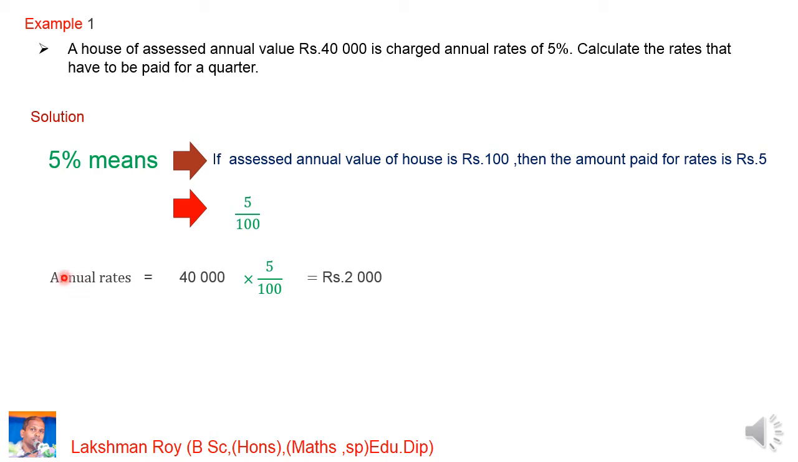So annual. Now they ask for a quarter. A quarter means a year has 4 quarters. That means this 2000 rupees should be divided by 4 to find the rate for a quarter. Then you can easily simplify and you get 500 rupees. So that is the tax that should be paid for a quarter.